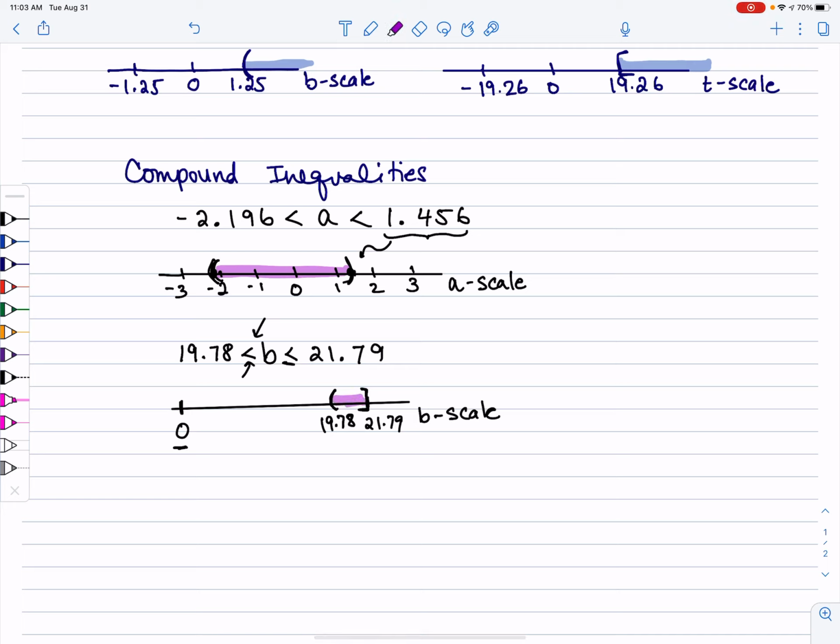And what this compound inequality is asking us to find is all of the numbers that are greater than 19 and 78 hundredths and less than or equal to 21 and 79 hundredths. The or equal to part includes the number. So your bracket is saying that the number in question is included.